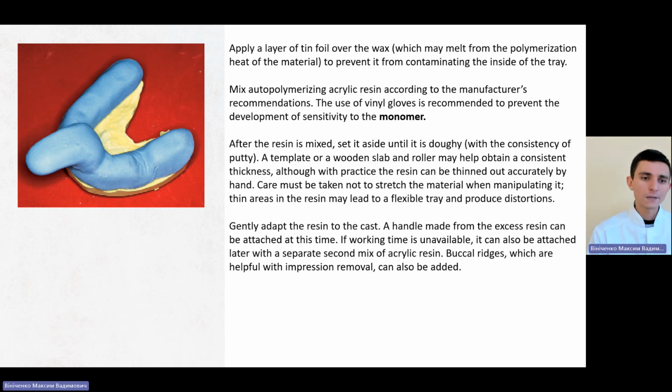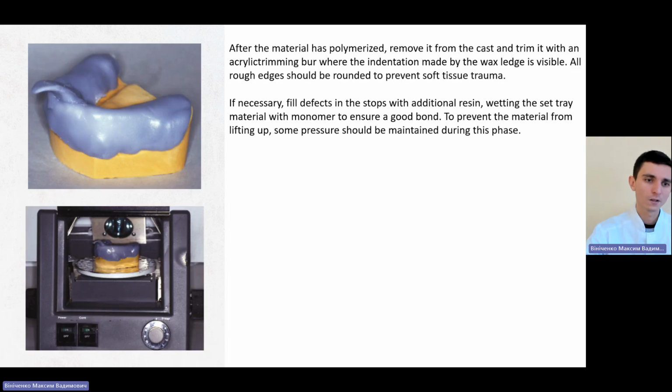Gently adapt the resin to the cast. A handle made from the excess resin can be attached at this time. If working time is unavailable, it can also be attached later with a separate second mix of acrylic resin. Focal reeds, which are helpful with the impression removal, can also be added.